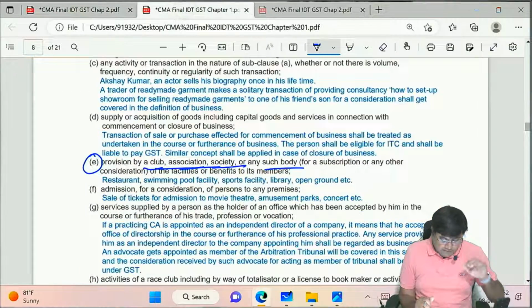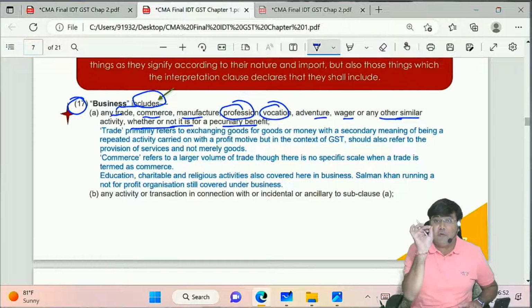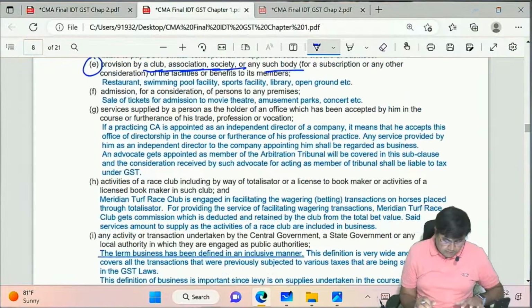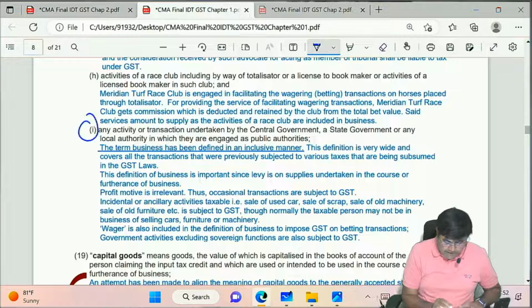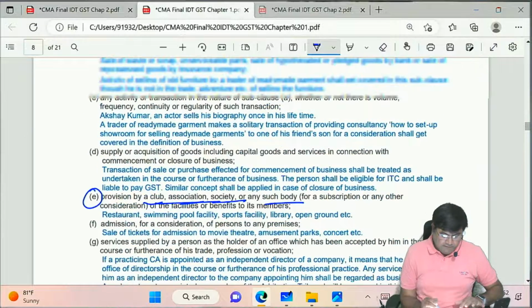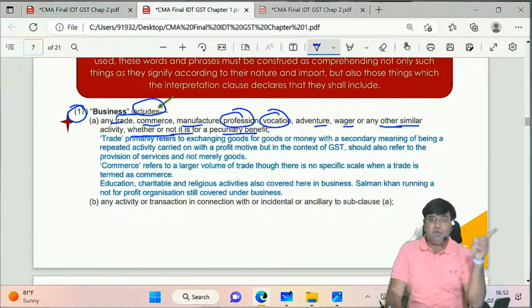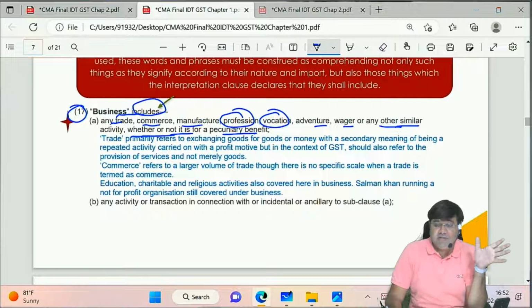Remember, we need to link this with the business definition. Business definition, clause 17 of section 2 of the GST Act 2017, subclause I says any activity or transaction undertaken by the central government, state government or any local authority in which they are engaged as a public authority is business, because the business definition says to include this. So it is business, then of course according to section 7 subsection 1 it is going to be supply if government is charging any consideration for any type of service or supply of goods.